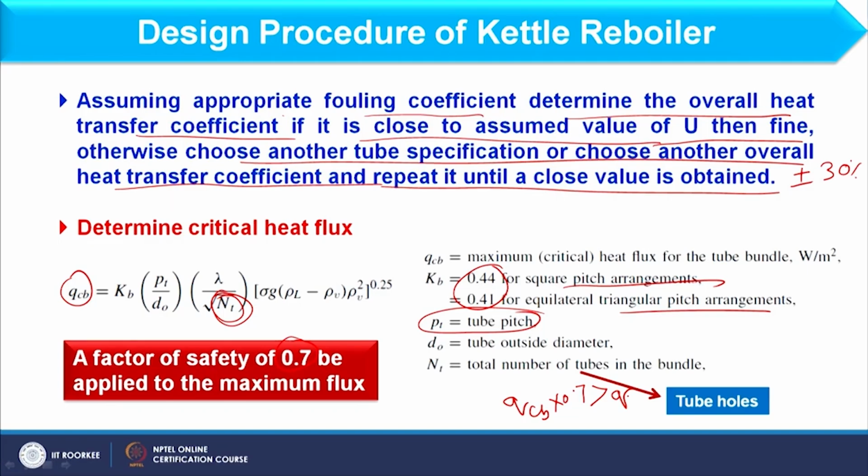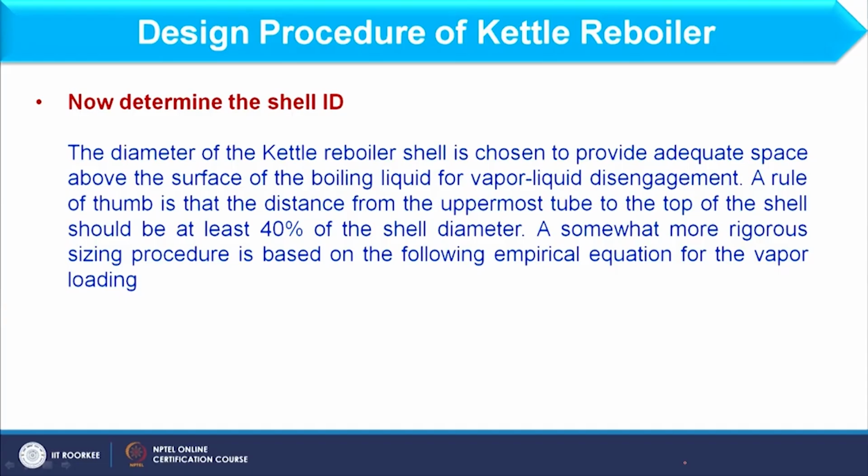And now we will find the shell diameter. As far as shell ID is concerned, it is based on some thumb rules. Usually this shell ID will depend on how much vapor we have to generate, because that much vapor should be separated from the liquid in the vapor liquid separating section, and then the vapor should enter the distillation column. In this case we usually consider an assumption, that the distance from the uppermost tube to the top of the shell should be at least 40% of the shell diameter.